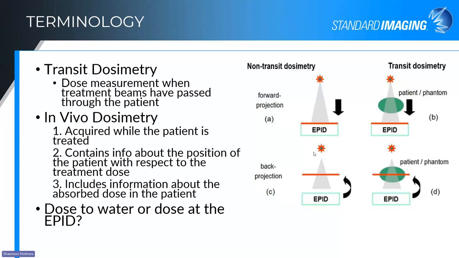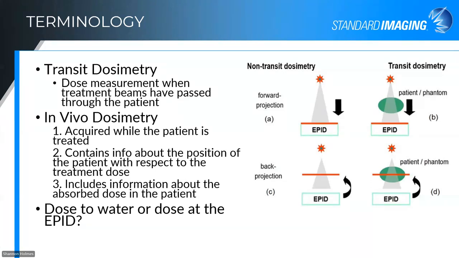Non-transit is really your pretreatment. There's nothing in the beam, right? Exactly. And then transit is you have a phantom, you have a patient, you have something that your beam is going through before you're taking that image. Yeah. So transit dosimetry, like you said, involves dose measurement after the beam passes through a patient or your phantom. But then there's the in vivo dosimetry part, and really that has three requirements.